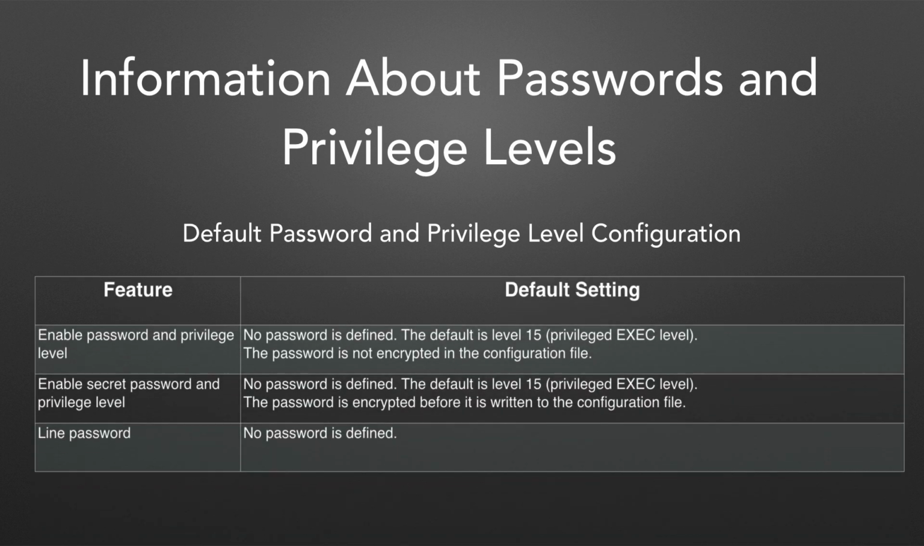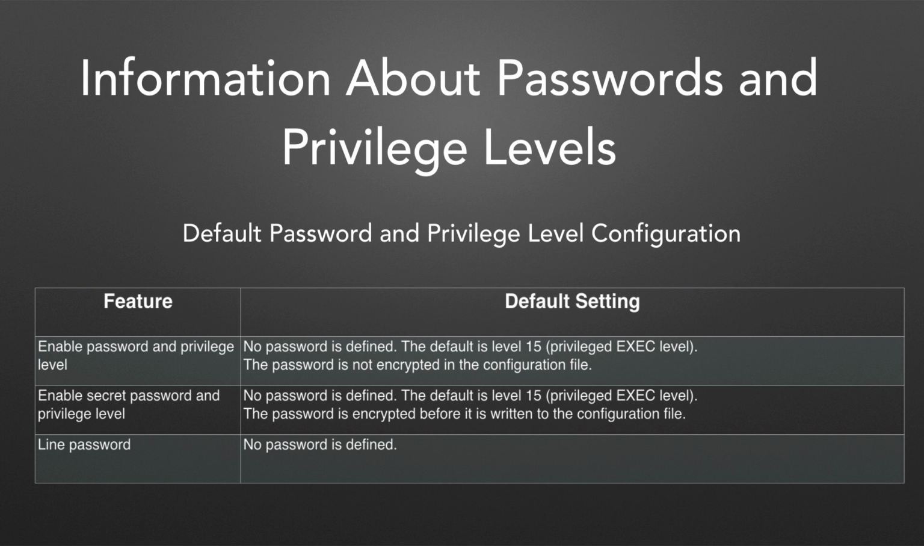This table shows the default password and privilege level configuration. Enable password and privilege level: no password is defined. The default is level 15, privileged exec level. The password is not encrypted in the configuration file. Enable secret password and privilege level: no password is defined. The default is level 15, privileged exec level. The password is encrypted before it is written to the configuration file. Line password: no password is defined.